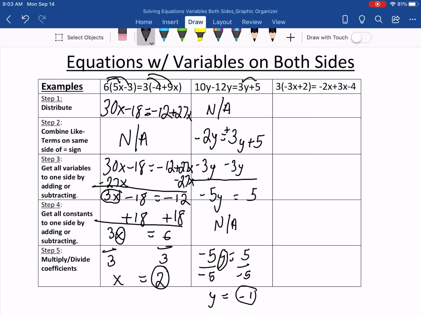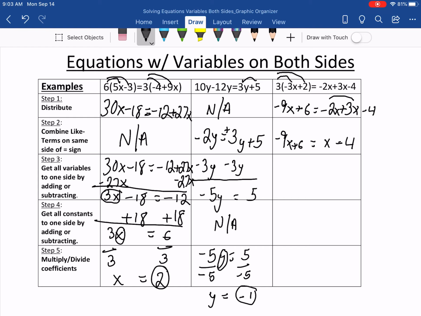Okay, the example on the right, step 1, distribute. So we have the 3 to distribute. So that's negative 9x plus 6 equals negative 2x plus 3x minus 4. Step 2, combine like terms. On the left side, we don't have anything to combine, but on the right side, these are like terms. Negative 2x plus 3x is x, or 1x, minus 4.